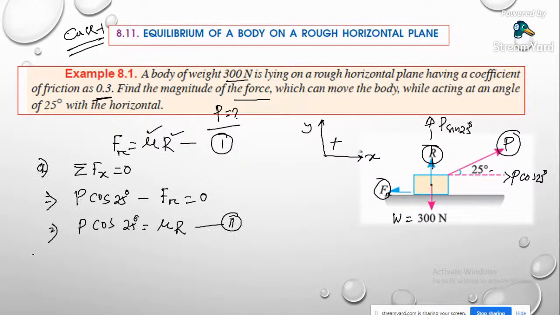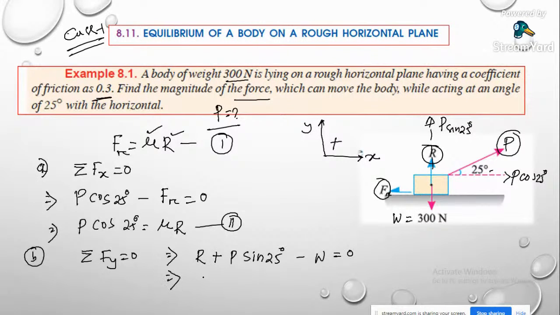Next, you can use the static equilibrium equation. Net force in the y direction will be equal to 0. So what are the forces in the y direction? That is normal reaction R plus P sin 25 degree minus your weight will be equal to 0. So from this equation you can find out P sin 25 degree will be equal to weight, which is 300, minus R. This is my equation 3.